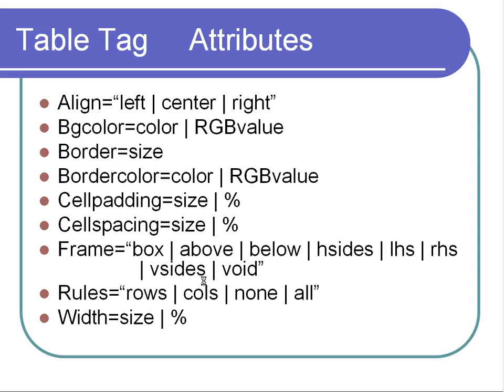You can talk about how frames are set up within this thing, what types they are. You can have rules: row, column, or none. In other words, show lines on particular areas. None would, of course, take them all off. And you can have width again.